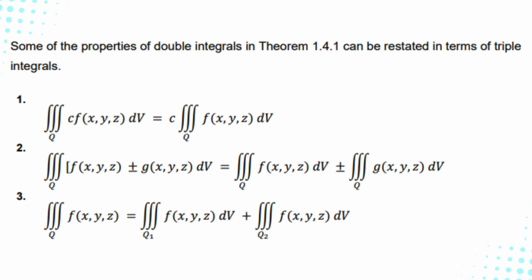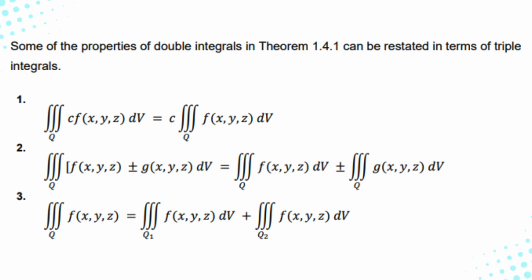Next property, the sum and difference rule. The triple integral of f plus or minus g equals the triple integral of f plus or minus the triple integral of g. So we can split the integral of a sum into separate integrals. It is useful when f and g are easier to integrate separately.